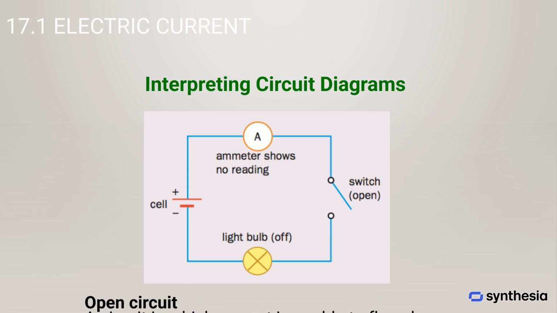The break in the circuit shown is caused by the open switch. The breaks in the circuit can also occur due to loose connections and missing or broken wires. In an open circuit, no electric current flows through the circuit. Hence, the ammeter shows no reading.